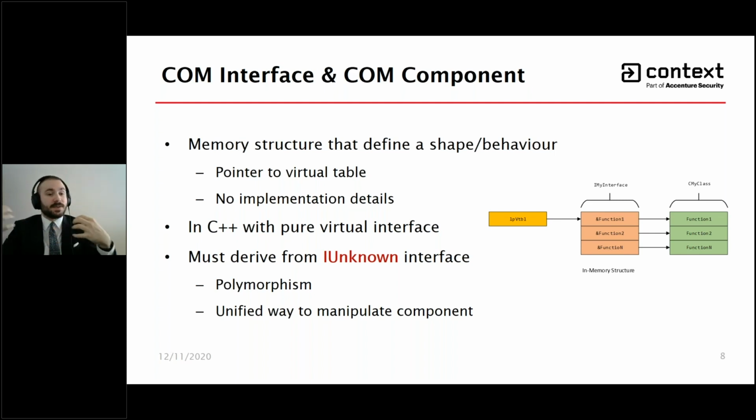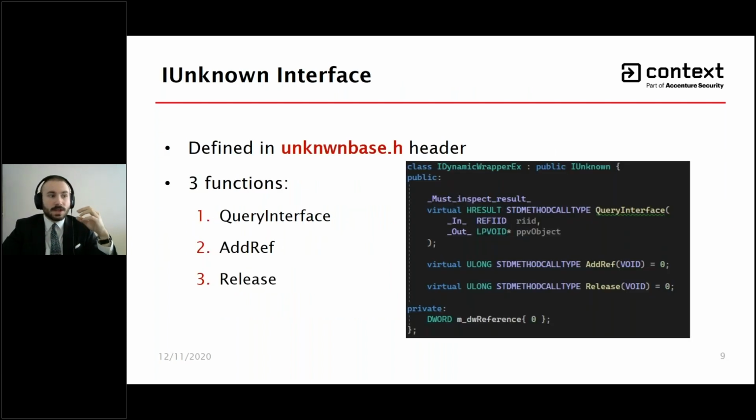In this case, we're going to have different types because we're going to use different interfaces and all COM components. So if every single component and interface is derived from the same interface, here IUnknown, that means we're going to be able to use the exact same code to manipulate all those components. Now if we have a look at the IUnknown interface, we can see that three functions are defined: QueryInterface, which we'll see in the next slide, AddRef and Release.